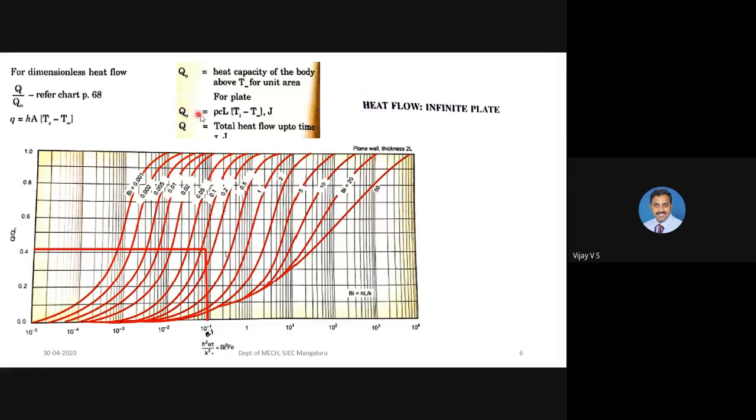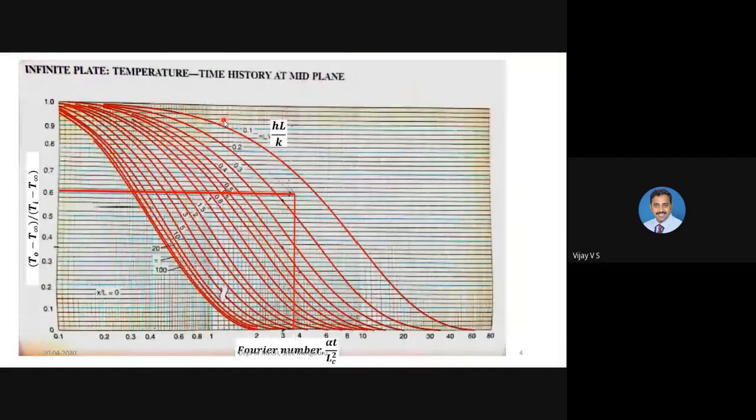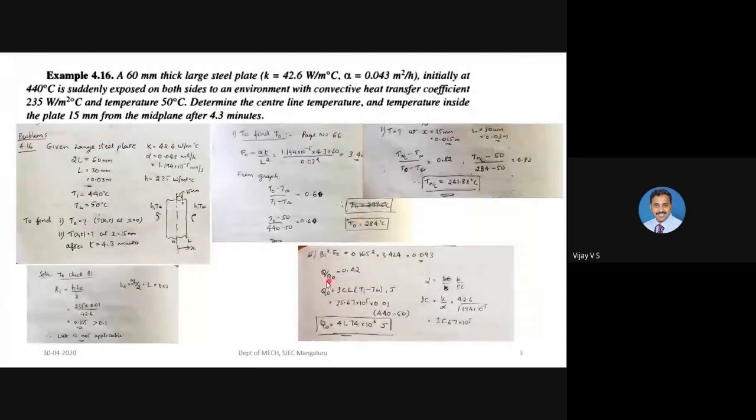Now what is Q naught here? Q naught is given in your data handbook itself. Its formula is given: rho C V into Ti minus T naught. So substitute this value. Therefore, we go to the previous problem. Q by Q naught I got 0.42. Q naught is rho C V into this value. Substitute all those values. Here rho and C are not given.